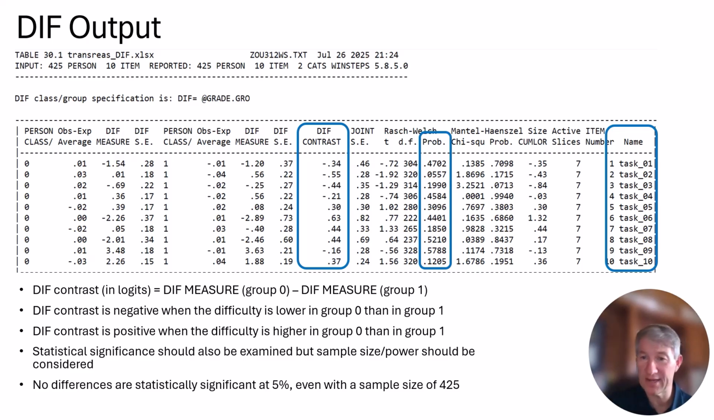The bottom line here is that when determining whether we want to explore why a certain item might demonstrate diff for certain groups, it's not only a statistical significance consideration, but it's also a contextualization of the size of that diff contrast value. Both of those things are important.